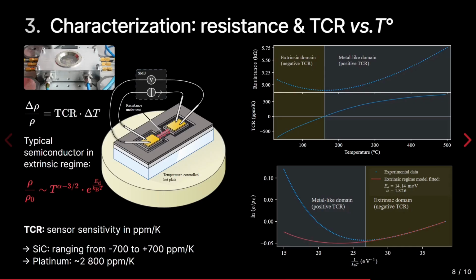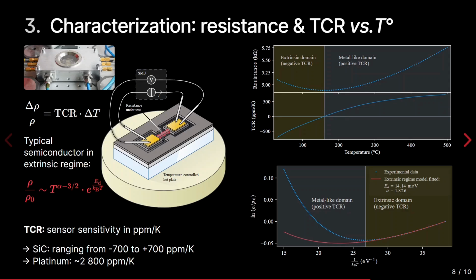So does this work? Well, these are some characterizations that we made. So remember, we want to measure the TCR. That's the sensitivity of our sensor. So we put it on a temperature hot plate, and we measured it for temperatures ranging from ambient to 500 degrees. And we observed this really specific resistance behavior with an extrinsic domain and metal-like domain, which is typical of semiconductors. And so this is a validation that what we did works, because we can fit this law in the extrinsic regime.